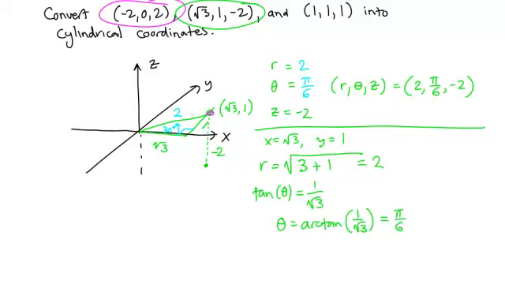Based on our picture, our projection is in quadrant 2. The arctangent is an angle in quadrant 2. This is the right guy. So we've recovered r and theta, and the z value is still negative 2. And so that would be the cylindrical coordinate description of the point root 3, 1, minus 2.